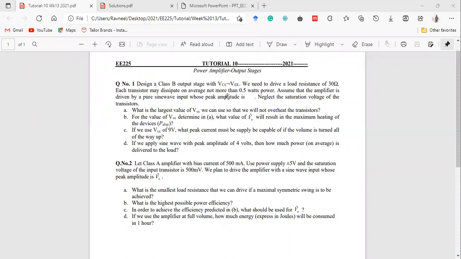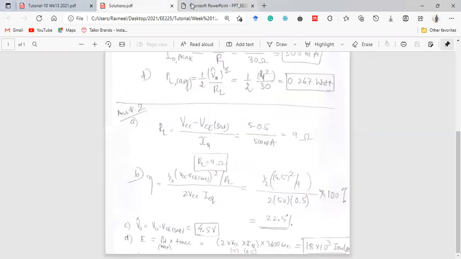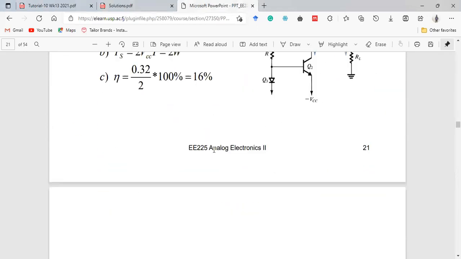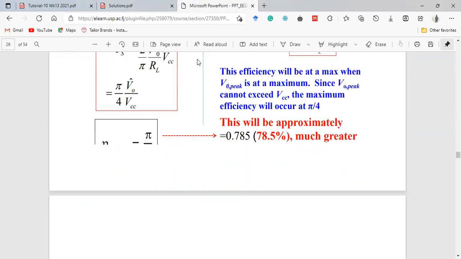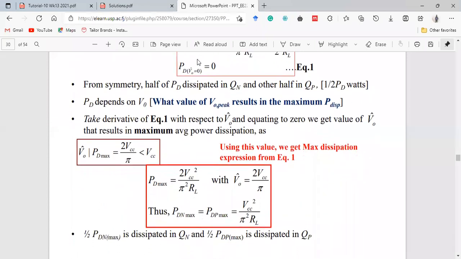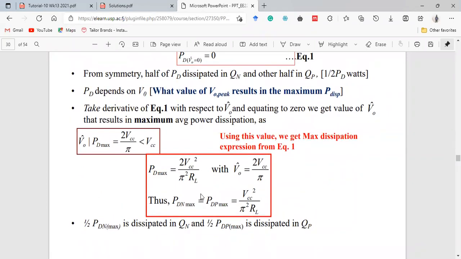So how do we go about doing this? We know the power that needs to be dissipated by each of the transistors. We know the load resistance, and we need to calculate VCC. So we can use the average power delivered by the transistor. Let's go through the formula. Since we are talking about 0.5 watts delivered by each transistor, the average power delivery formula is 2 times VCC squared divided by pi squared RL.